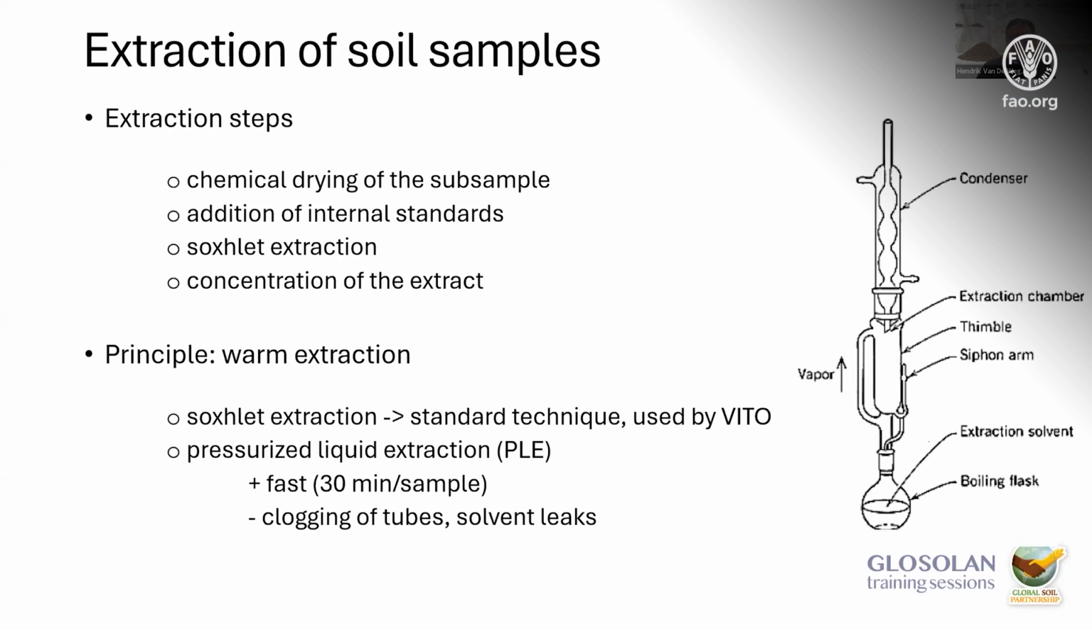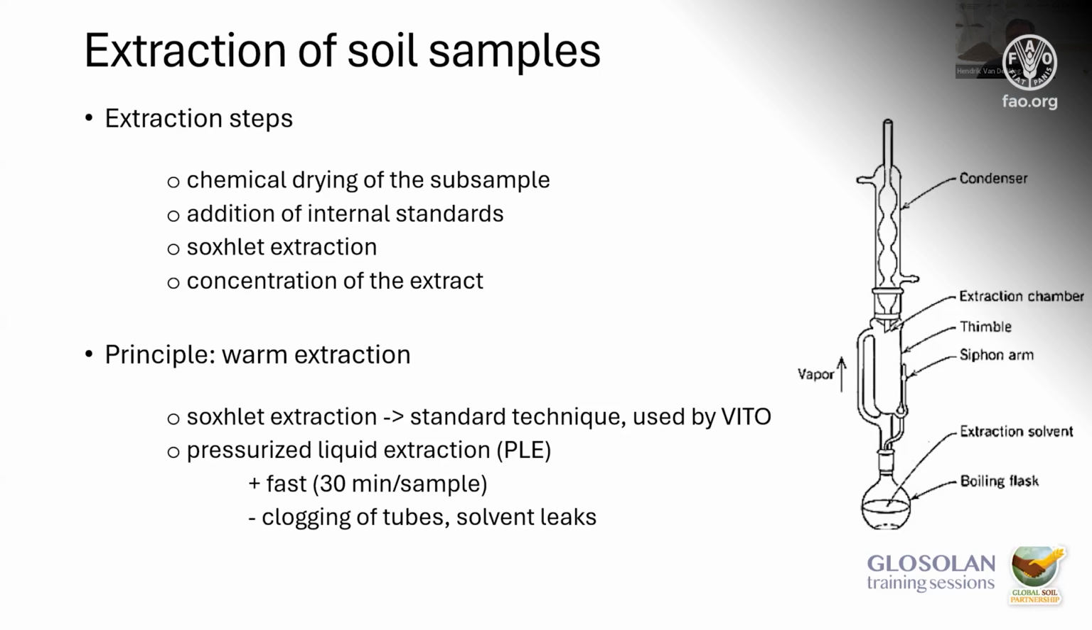Now, the extraction of the soil samples, there are different steps in this process. The first is the chemical drying of the subsample, because soil normally is wet. It has like a dry matter of 80% in general, so we have 20% of water. This water can make it difficult for the extraction. So we have to bind the water with the chemical drying agent. After the drying of the sample, we will add the internal standards. I will come back to this later more in detail.